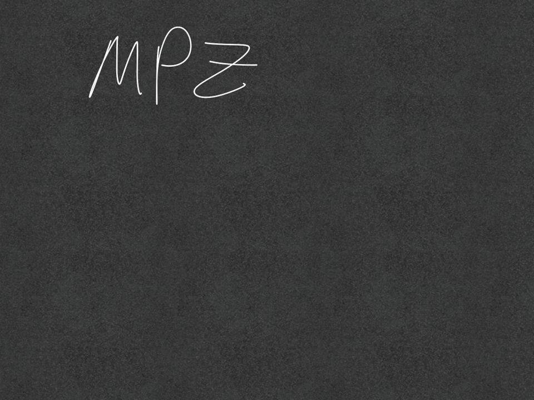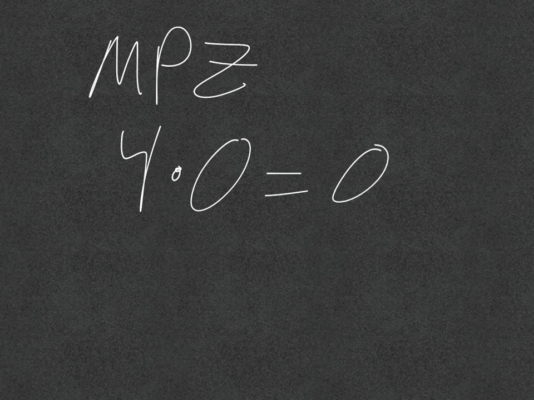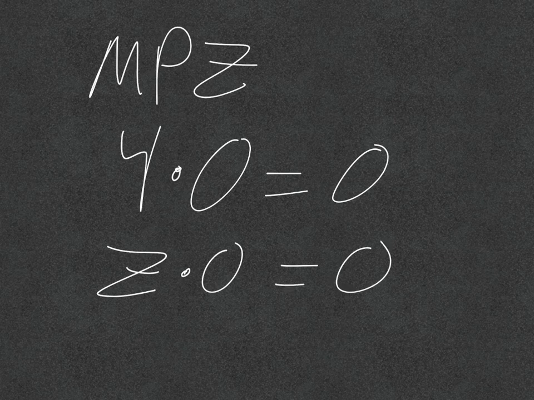Next is the multiplicative property of 0, okay? So I'm going to write that MPZ. Remember, multiplicative property of 0. And that just means anything multiplied by 0 is 0, okay? So 4 times 0 equals 0. Z, right, times 0 equals 0. If we multiply anything by 0, it's 0. And that's the multiplicative property of 0, okay? The hint is in its name, right?